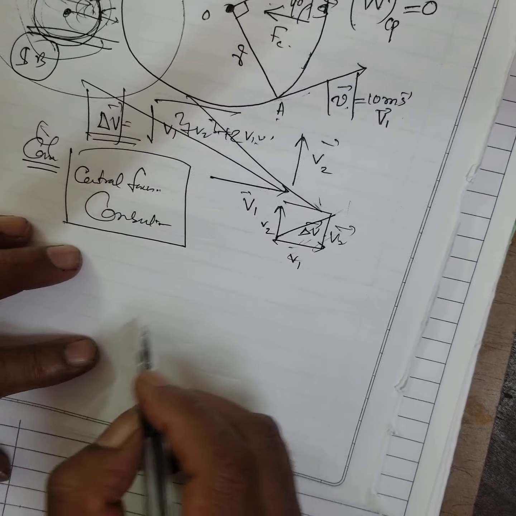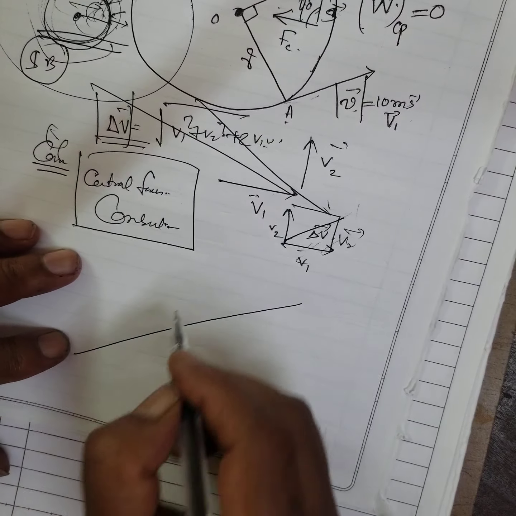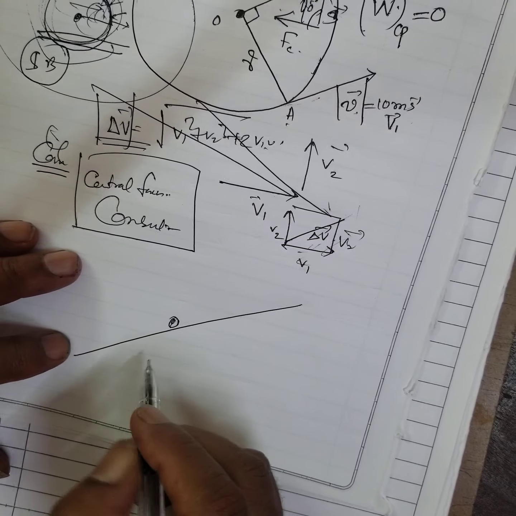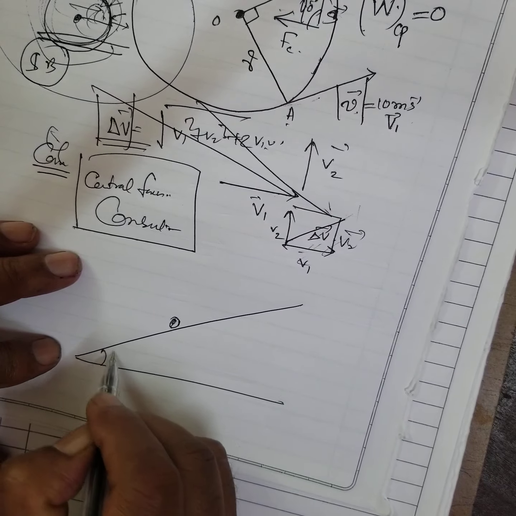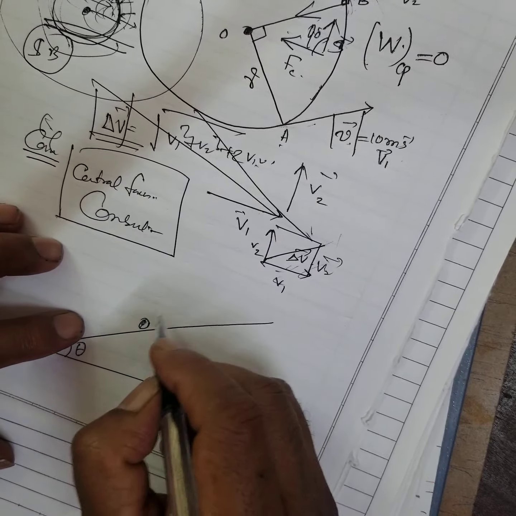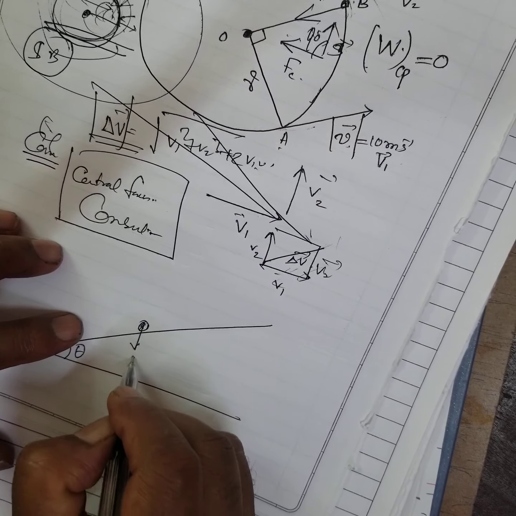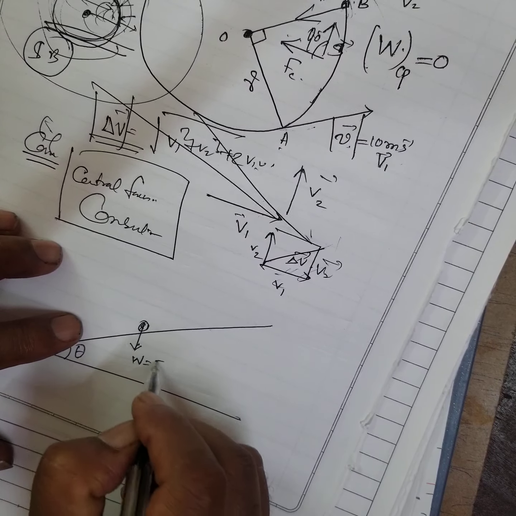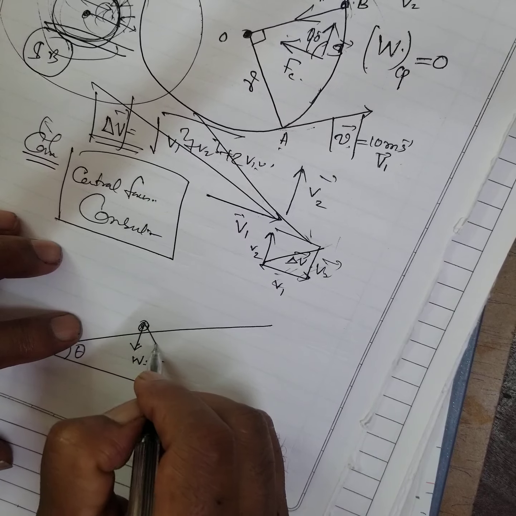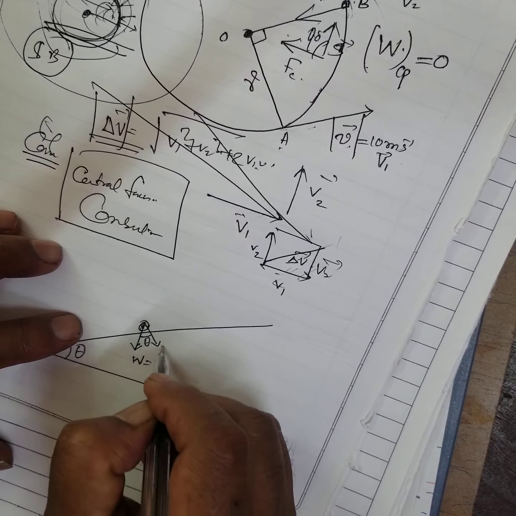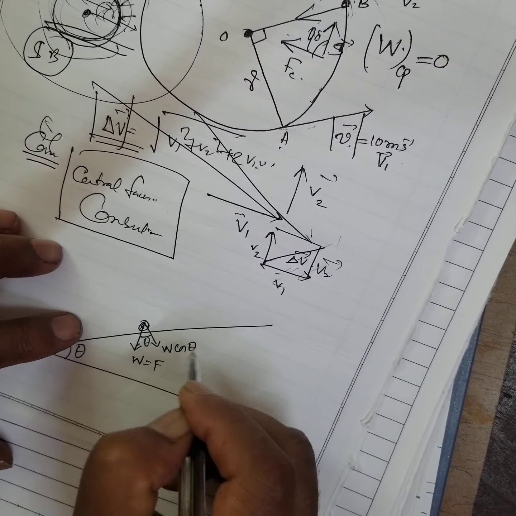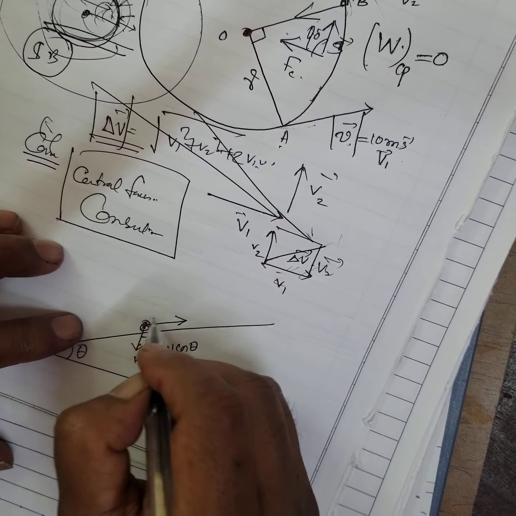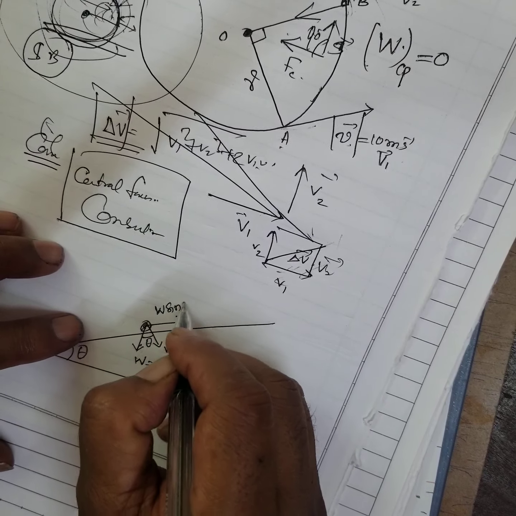Now, suppose a body is moving along the inclined plane, right? Theta is the angle. Now, the weight of the body is acting in this direction. Weight is nothing but force. This I am resolving into two components: W cos theta, and I am pulling this upward, W sin theta.